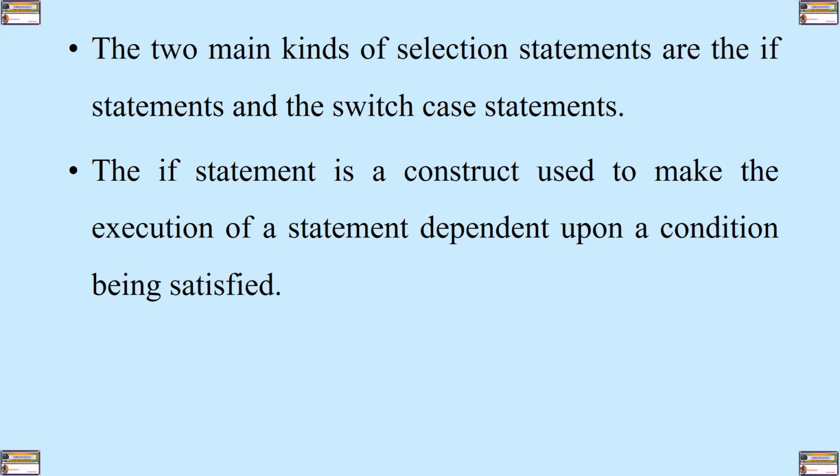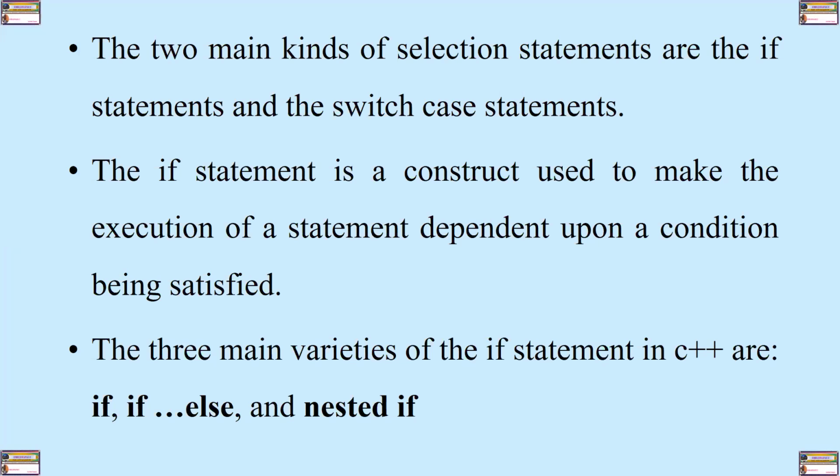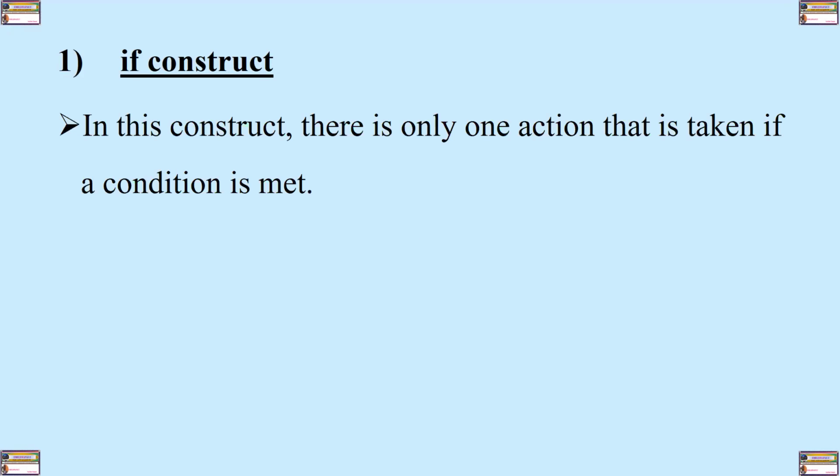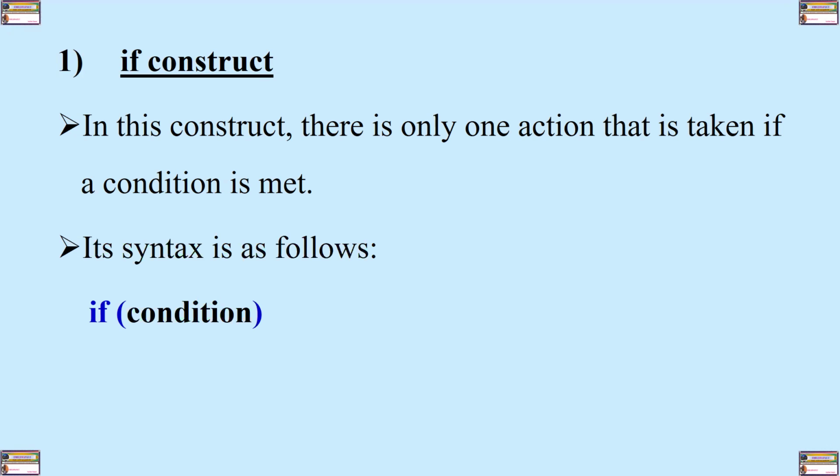The if statement is a construct that is used to make the execution of a statement dependent upon a condition being satisfied. The three main varieties of the if statement in C++ programming are the simple if, the if else, and the nested if. What is an if construct? An if construct is a construct in which there is only one action that is taken if a condition is met. Its syntax is as follows.